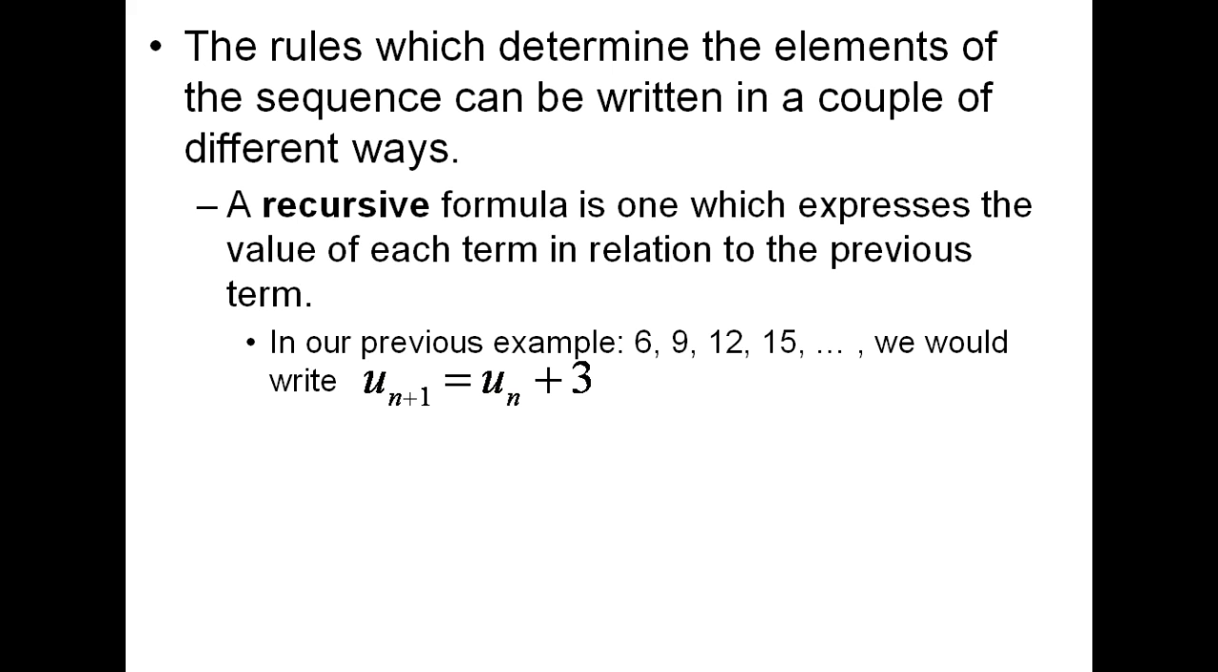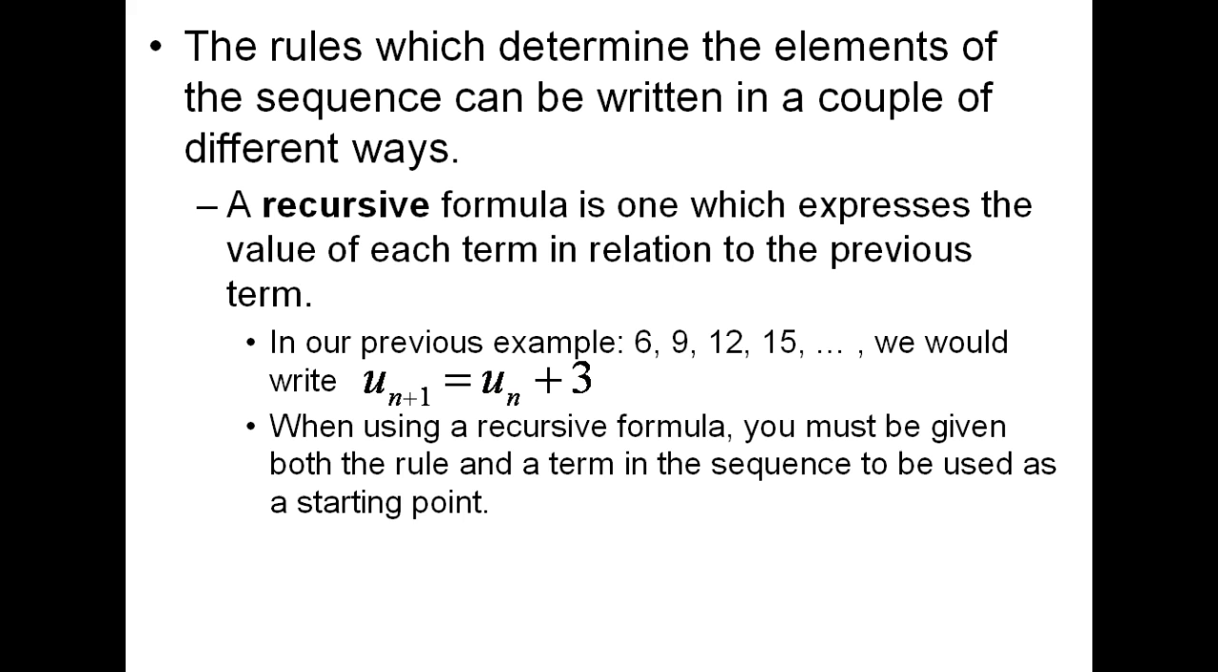So if I'm looking for the fourth term, then U sub n plus 1 would be 3 plus 1, and so this would be the third term, which is 12, and 12 plus 3 is 15, so U sub 4 is U sub 3 plus 3. So if I'm looking for U sub 5, the next one, U sub 5 would be U sub 4 plus 3, so 18 would be my next term.